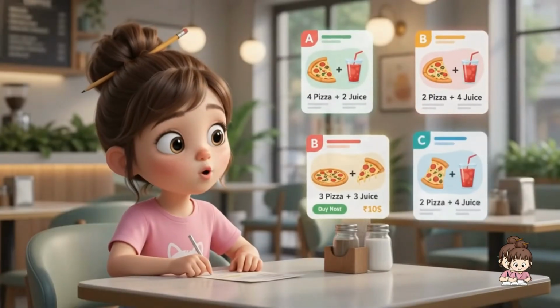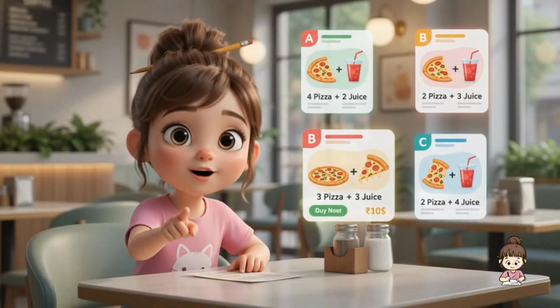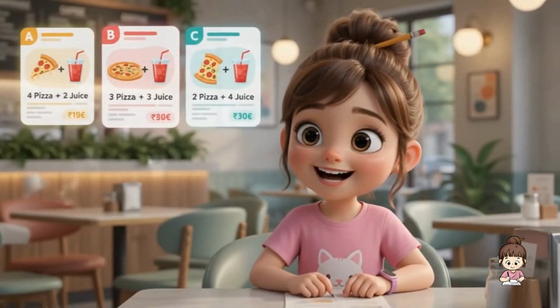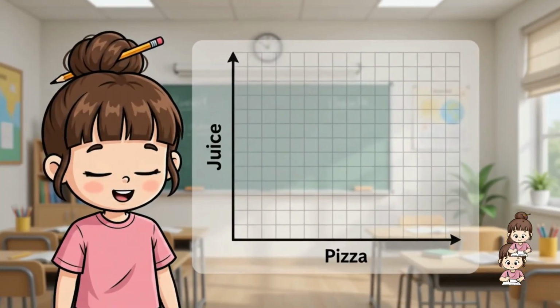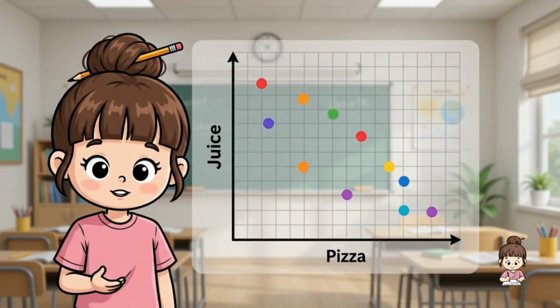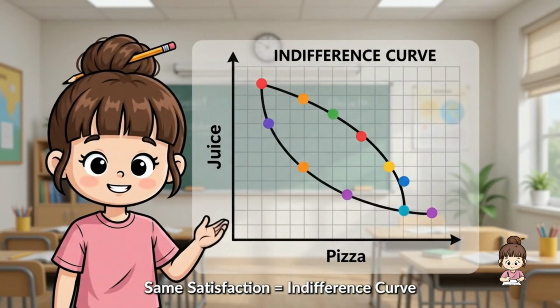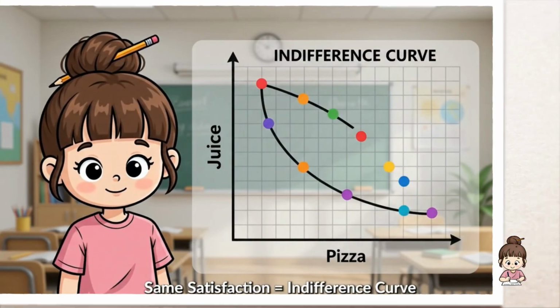Would you rather have more pizza or more juice? What if different combinations make you equally happy? That's exactly what an indifference curve explains. An indifference curve shows different combinations of two goods that provide the consumer with the same level of satisfaction.